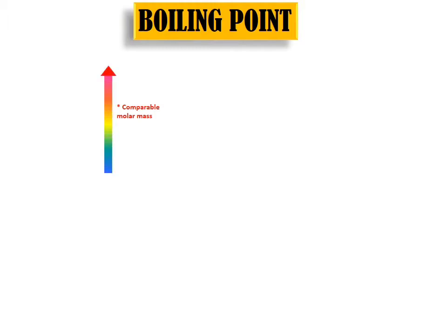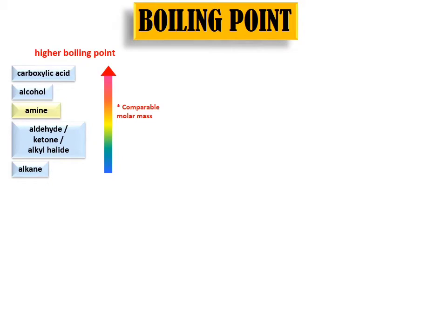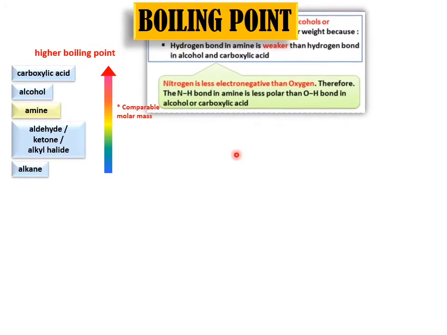Okay, so for comparable molecular mass of compound, kalau saya susun semua class of compound yang kita ada, amine actually has lower boiling point compared to alcohol and carboxylic acid. Awak boleh lihat pada priority dekat sini. So kita boleh lihat amine lagi bawah daripada alcohol and carboxylic acid, but a little bit higher compared to aldehyde, ketone and alkyl halide. Why? Okay, so this is the reason.